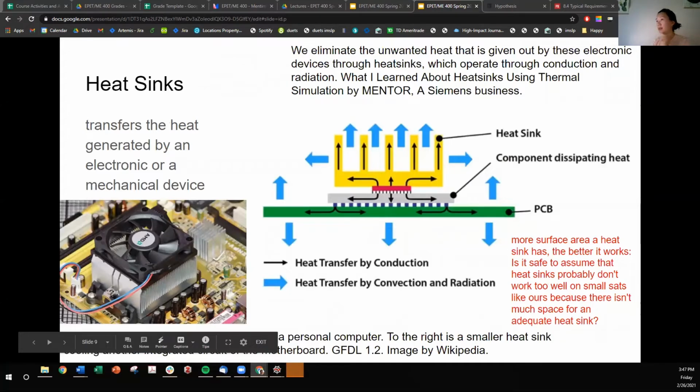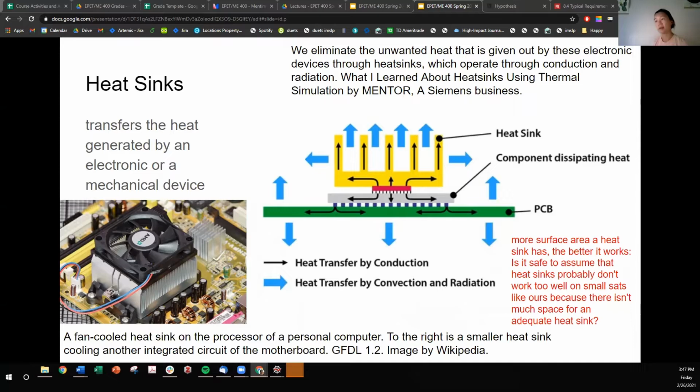All right, so heat sinks. Heat sinks transfer the heat generated by an electronic or mechanical device. This differs from the other things that we've seen, as the other mechanisms were point-to-point heat transfers, whereas a heat sink is more of a node, where, just as the title says, sink, you're trying to trap all the heat towards you.